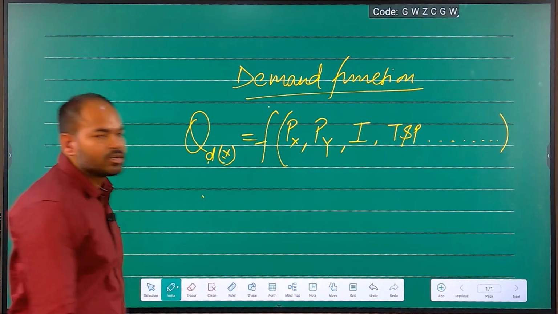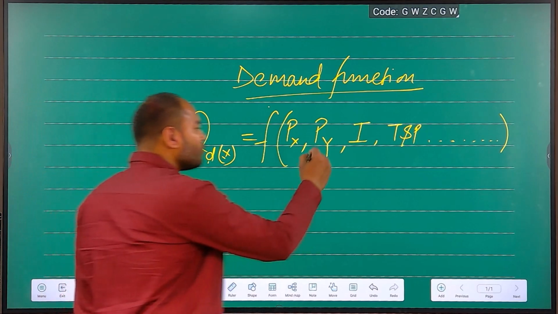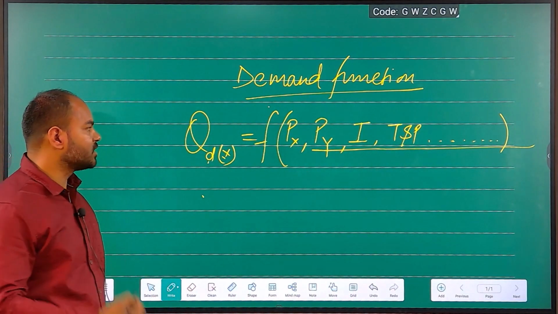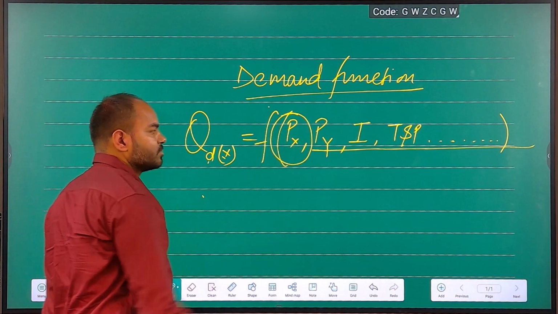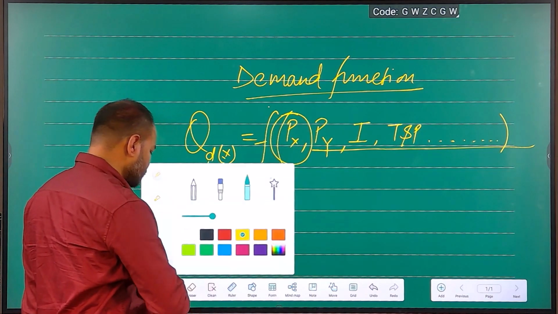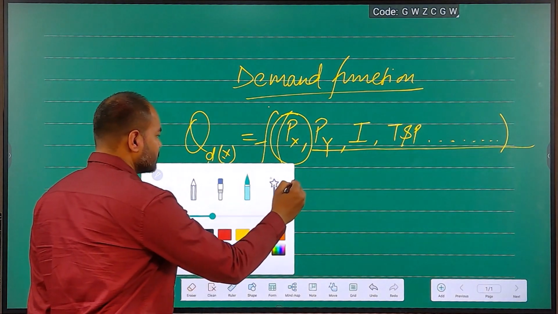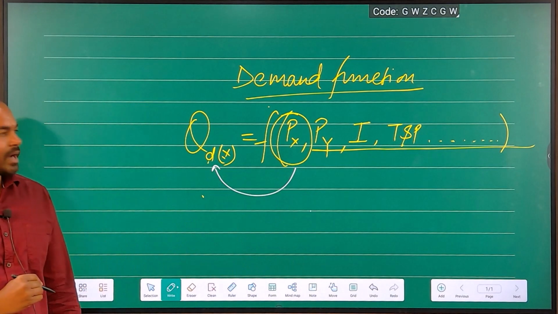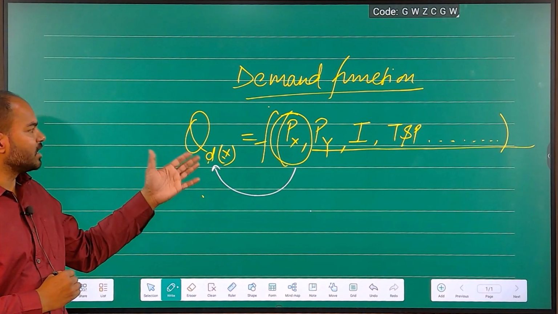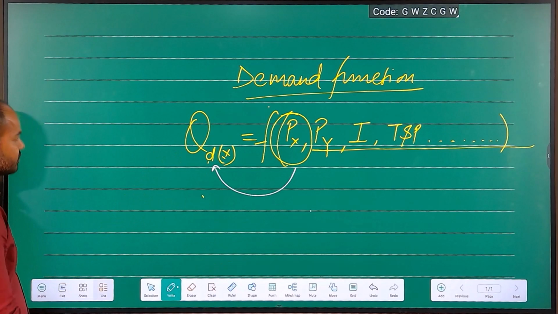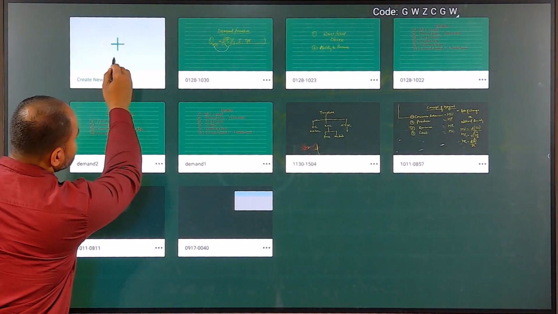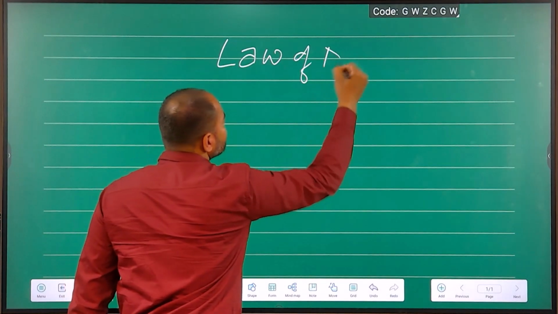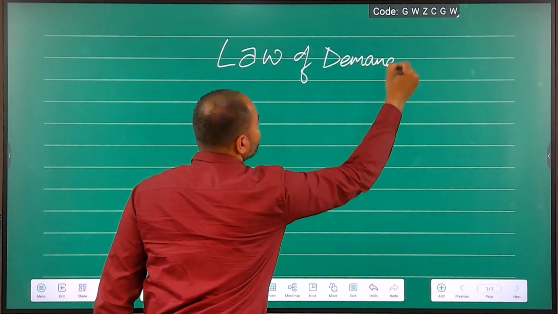But economic studies suggest that out of all these factors, the most important factor that affects demand is price. Out of all these factors, the important one is price. And so we are going to study how the price of a product affects the demand, and that is known as the law of demand, our next topic. Now what is the law of demand?